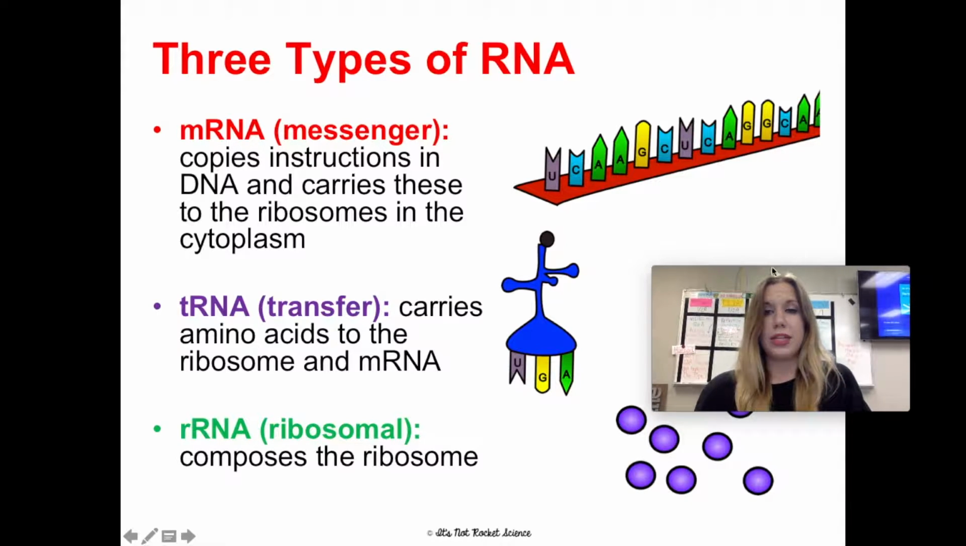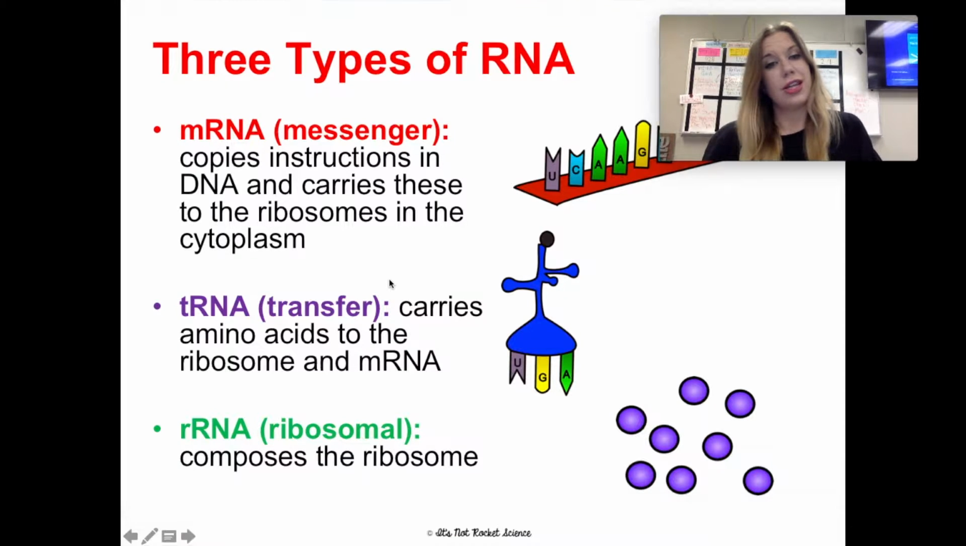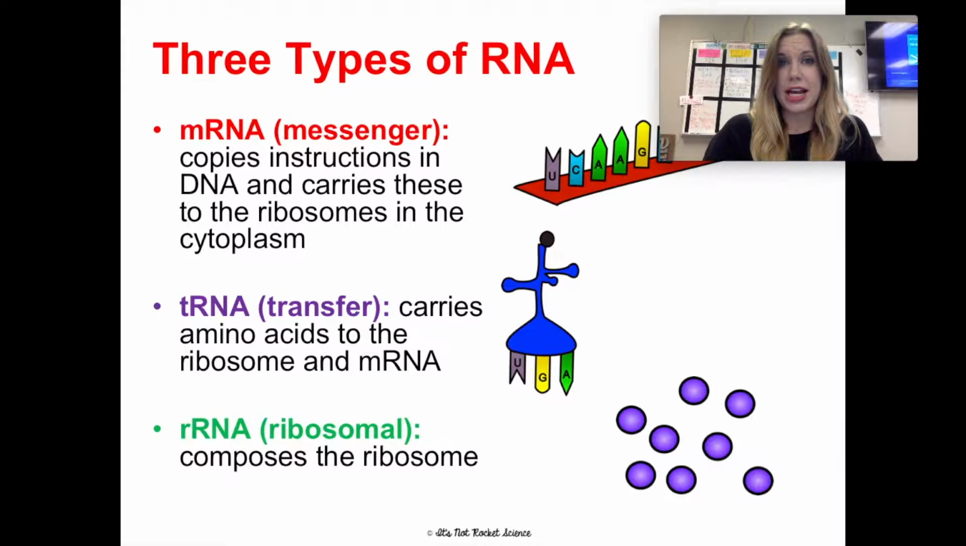And this next part is basically just me telling you that this exists. There is a third type of RNA called rRNA, or ribosomal RNA, and just know it composes the ribosome. It is a molecule that forms the ribosome, and that's all you need to know about that.